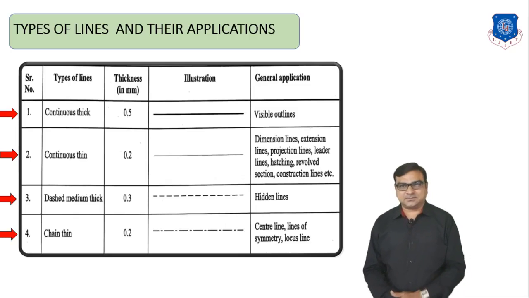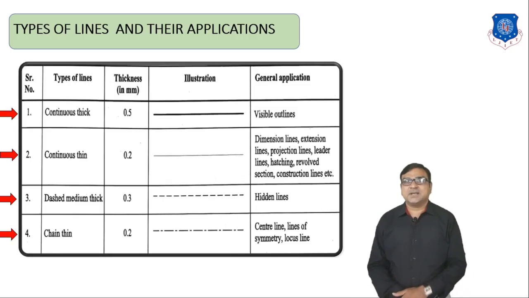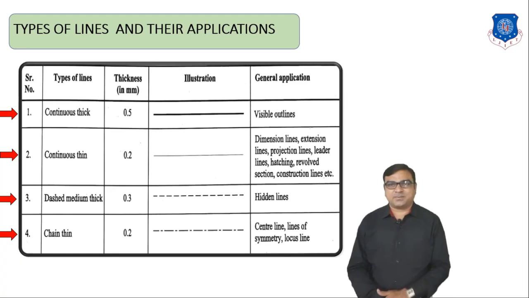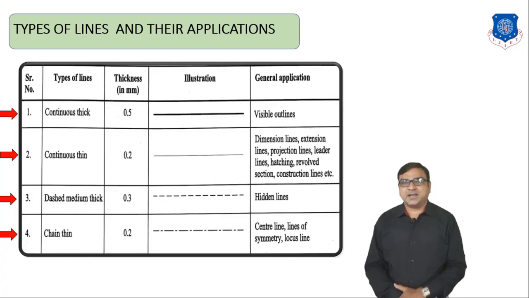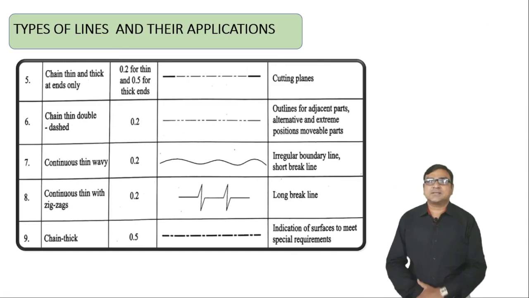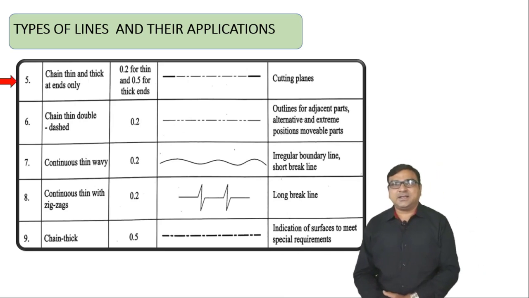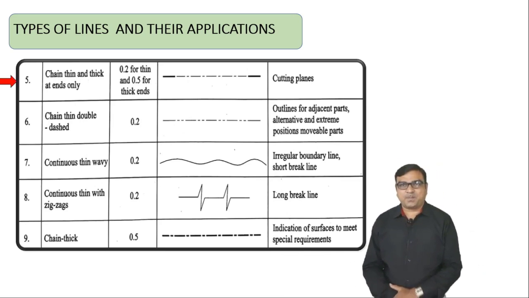Now chain thin, 0.2 mm thickness, and it is drawn like line dash, line dash, line dash, line dash. The application of this line is to represent the center line, line of symmetry, and locus line. Our next line is chain thin and thick at ends only.